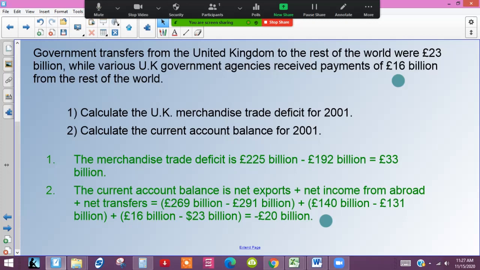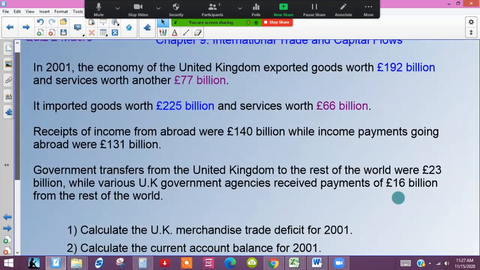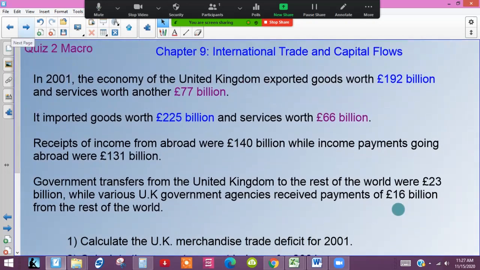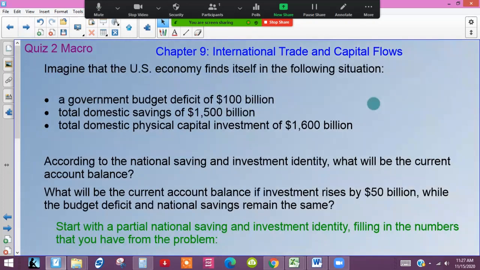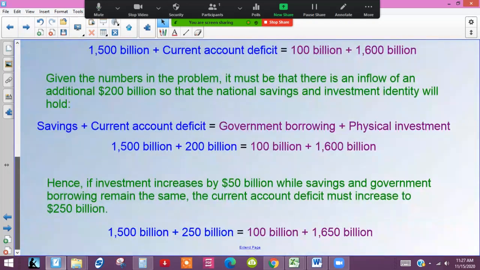Okay, we have 2 problems for chapter 9. Fun, right? So here we go. Let me just copy this guy. So I'll have one at the top and one at the bottom. There we go.